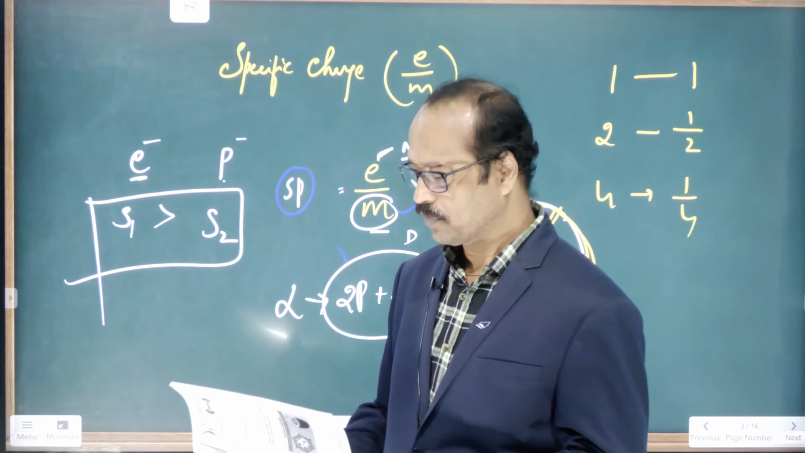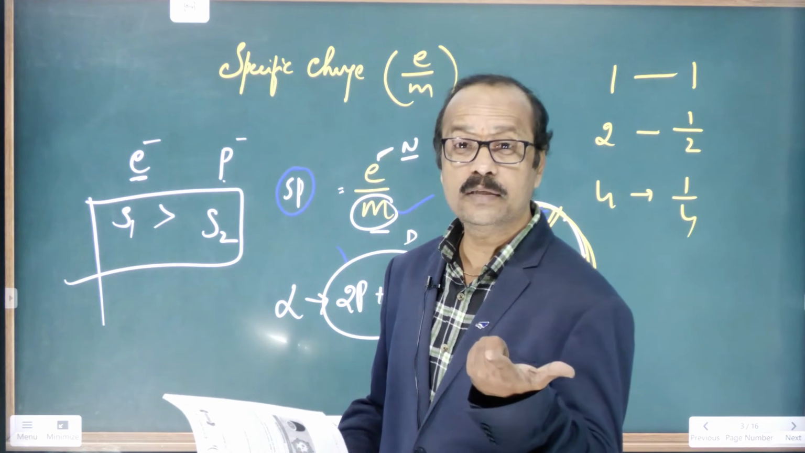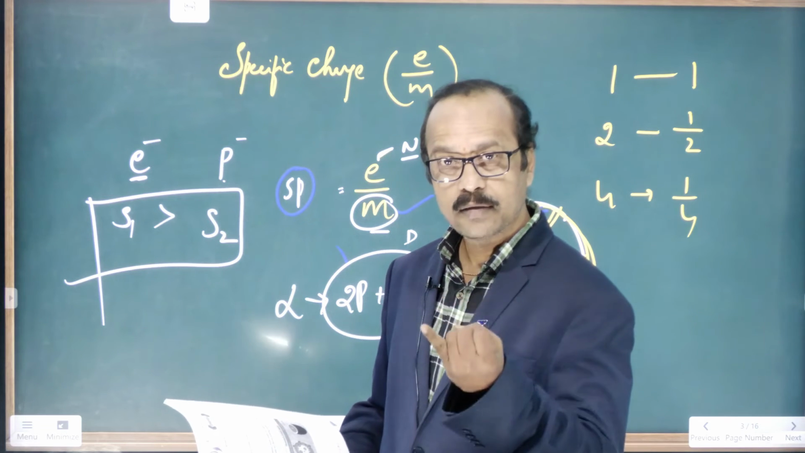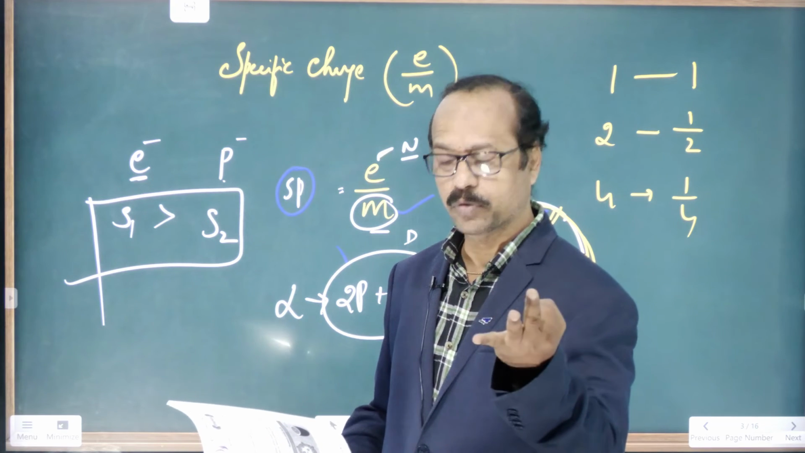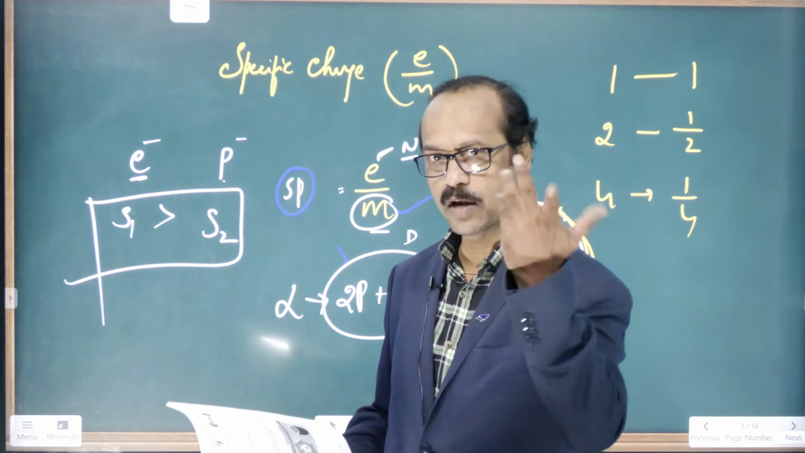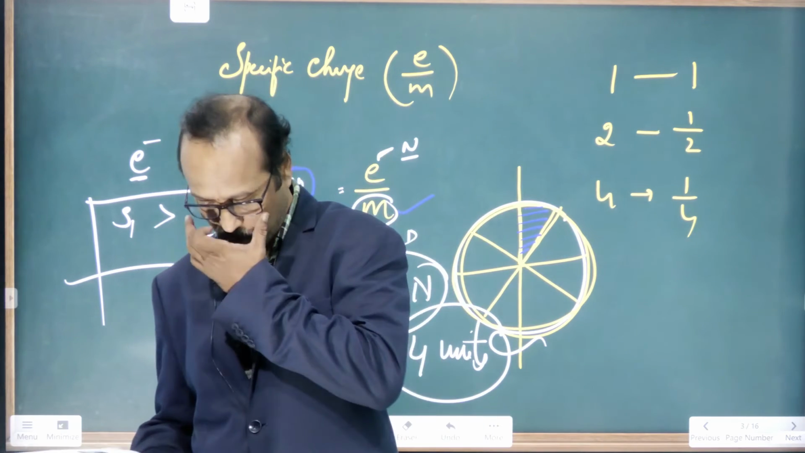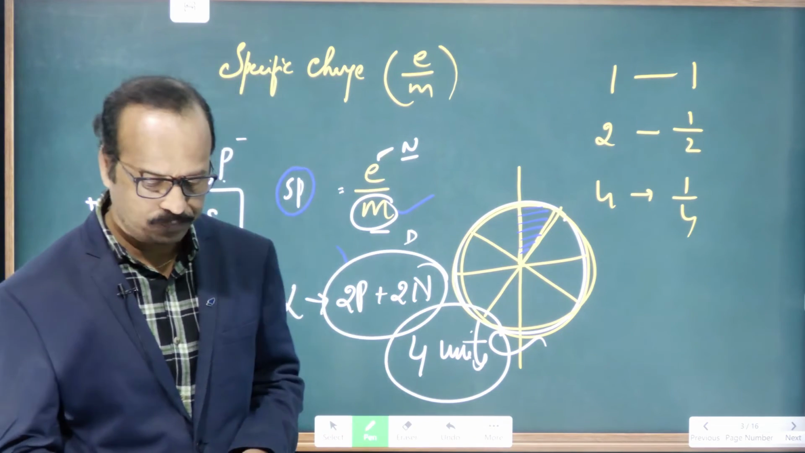Which of the following is not a fundamental particle? What are the fundamental particles? Electron, proton, neutron. So what is extra here? Alpha particle. So the alpha particle is not a fundamental particle. So your answer is 3.